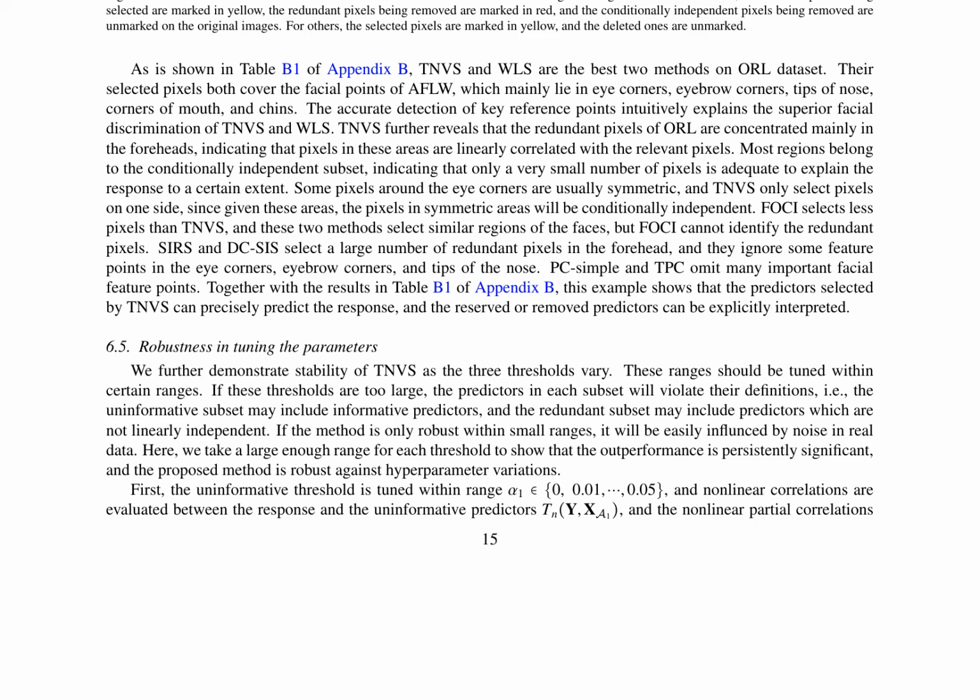The robustness of TNVS against variations in the three thresholds used in the method is also explored. By tuning these thresholds within certain ranges, it is demonstrated that the outperformance of TNVS is persistently significant, and the method is robust against hyperparameter variations. This is a crucial aspect, as real-world data often contains noise, and a robust method should be able to handle such variations effectively. Overall, TNVS demonstrates its effectiveness in identifying relevant and redundant pixels for facial recognition tasks, its robustness in tuning parameters, and its superior performance compared to baseline methods.